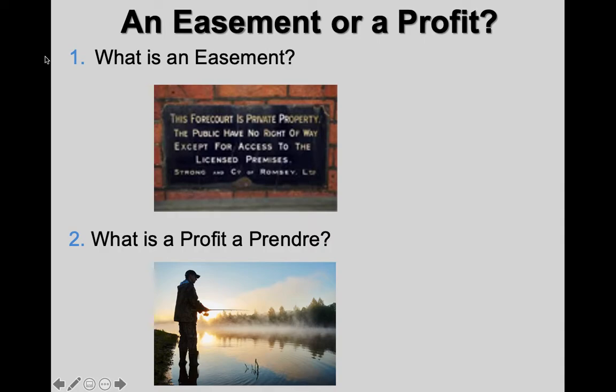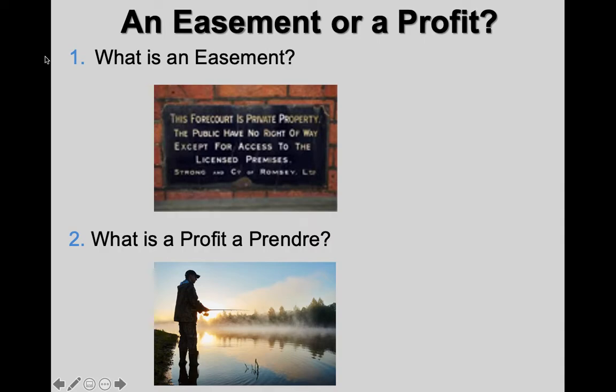The difference then between that and what is recognised as a profit à prendre, or profit, is that the profit is to be taken. So literally a translation from the French there, it's a profit that is taken, or something that is taken from the land. Now profit doesn't mean money in this case, it means something that is a gain. So we're thinking about fishing rights or taking wood, taking something from the ground, taking berries, all of those sorts of things that could be taken from the land as an asset.